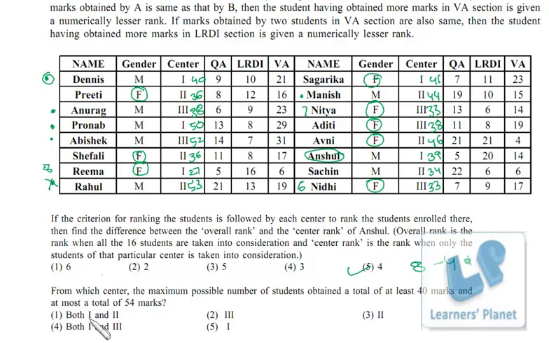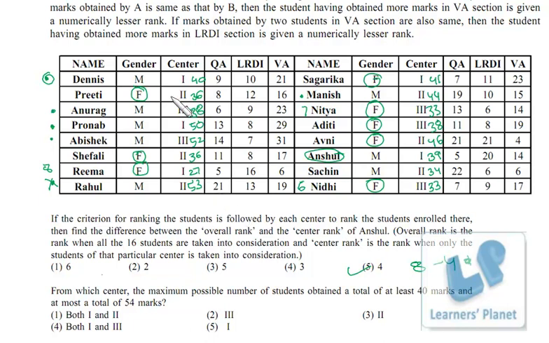So center 1 is correct, and we have to see that at most they should be getting 54 marks, right? So let's see, at most, yeah, so that's also true because nobody has got 54 marks. So 1 is there, so we can eliminate the, okay, second and third also we need to check.